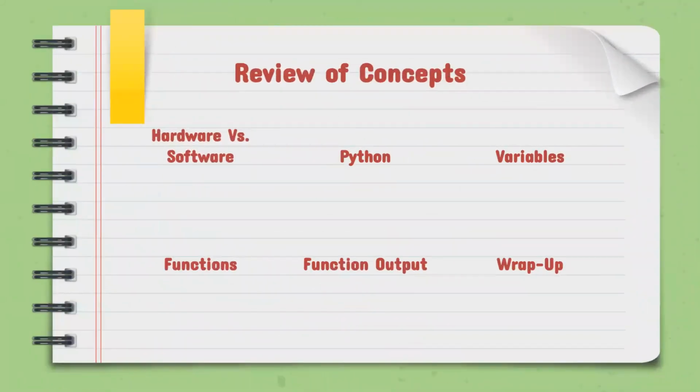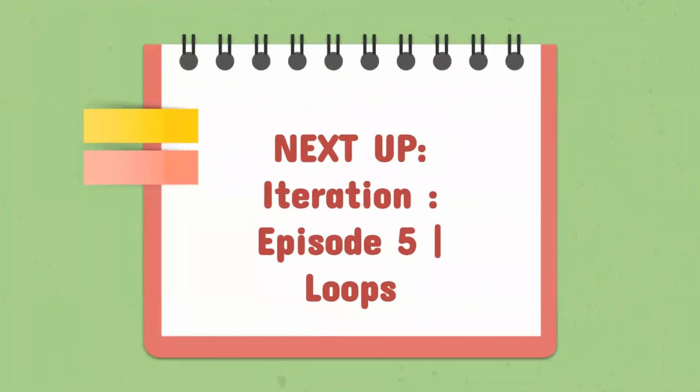So in this video, we reviewed 6 concepts. We reviewed hardware and software, the basics of Python, variables, functions, and function output as well. We're going to wrap it up now. The next episode will be on iteration. This will be the 5th episode on computing, and it'll be pretty much on loops. So stay tuned for that. That should be coming out in the relative future.